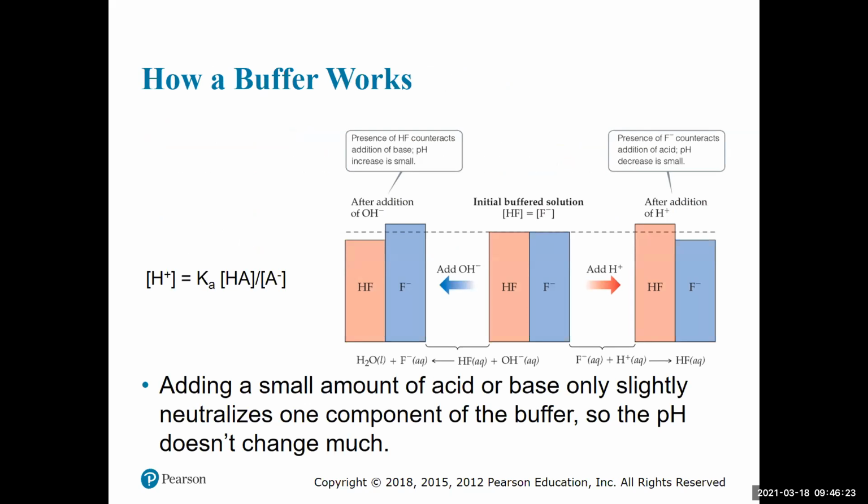So how does the buffer work? As I said, you have your initial buffered solution, you add the hydroxide, you get a little bit of increase in pH, but it's relatively small. You add the acid, you get a little bit of change, it's relatively small. Once again, we're not saying that it doesn't change, it just changes a tiny bit and it's not usually considered significant.